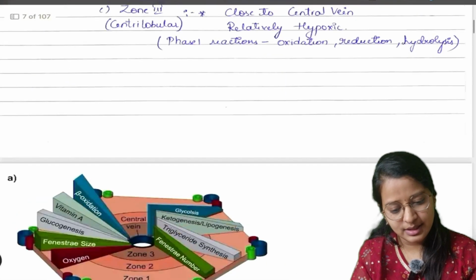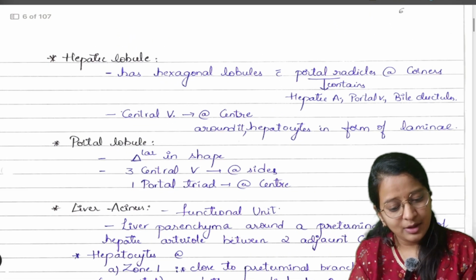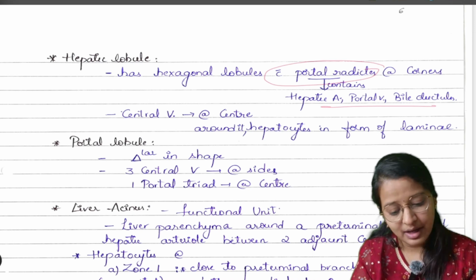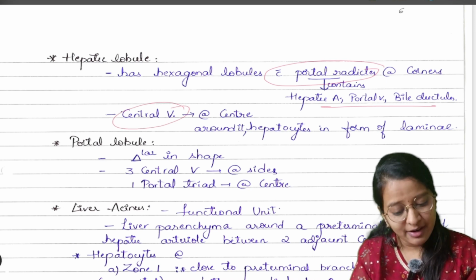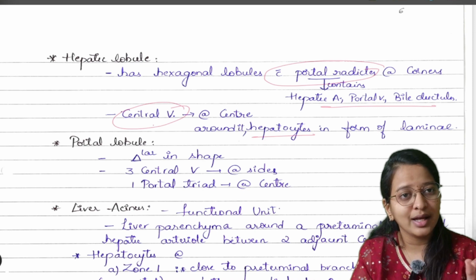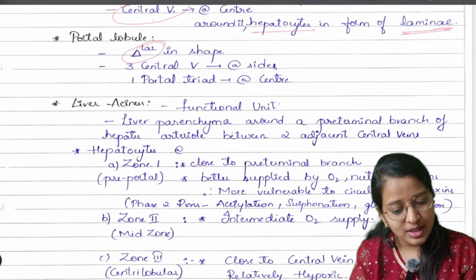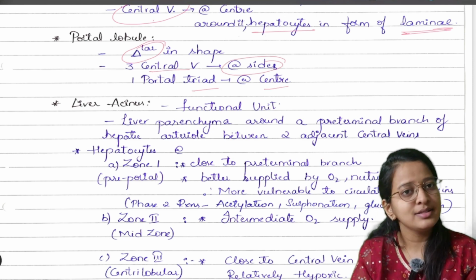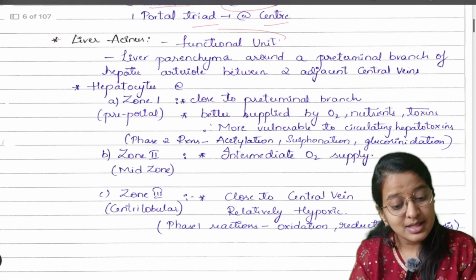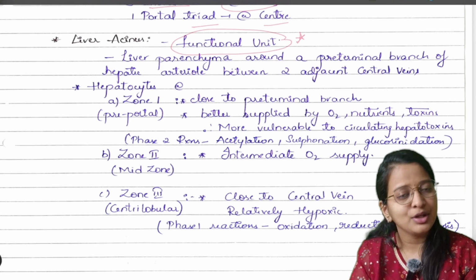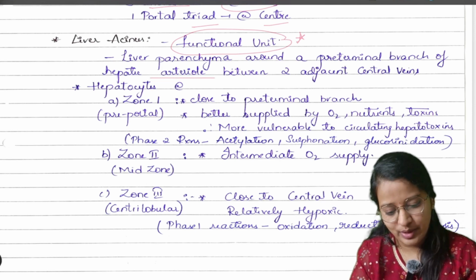So now let us see. In hepatic lobules, we have already learned the corners are the portal triads and the center is the central vein, and from the central vein the hepatocytes are lined in the form of lamina. Coming to the portal lobule, it is triangular in shape, the corners are central veins and the portal triad is at the center. The liver acinus is the functional unit, and it is the parenchyma around the pre-terminal branch of the hepatic artery between two adjacent central veins.